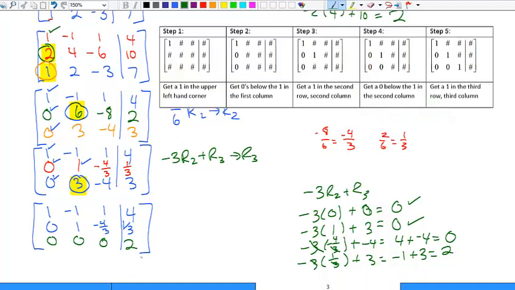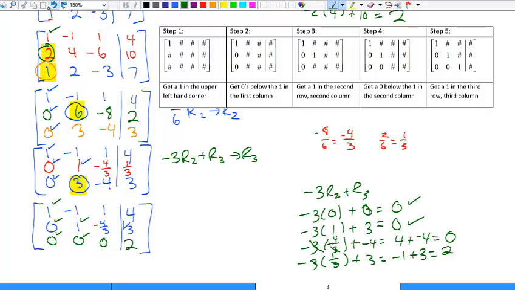So let's do our little progress report. Do I have a 1? Yes. Do I have zeros below it? Yes, yes. Do I have a 1? Yes. Do I have a 0 below it? Yes. Do I have a 1? Well, no. And I can't divide by 0, so there's no rule that's going to help me get that 0 to become a 1.